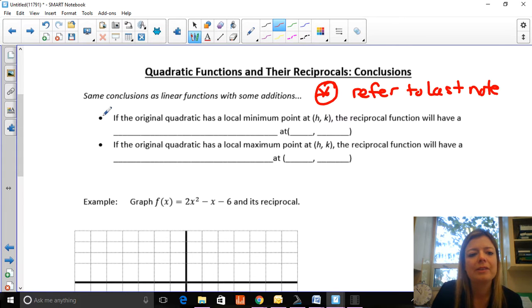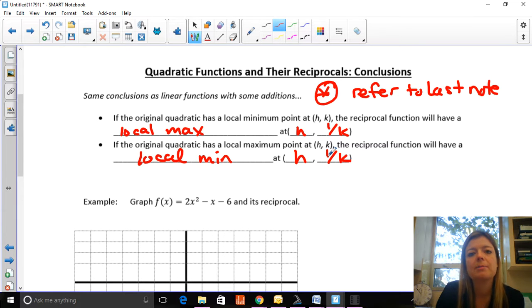The only things we have to add is about the minimums and maximums. So if the original quadratic has a local min at (h, k), the reciprocal will have a local max at h, so the same x value, but 1 over k. And if it has a local max, then the reciprocal will have a local min at, again, h and 1 over k. Okay, I want you guys to be able to tell me why that's true.